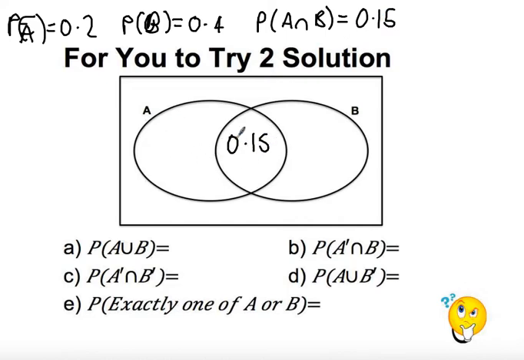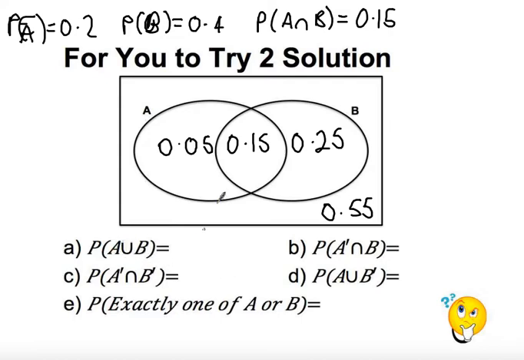We want this region and this region to add up to 0.2, so this would be 0.05. This region and this region add up to 0.4, so that would be 0.25. And then the outside region is whatever's left over from one from these 3 sections. So I get 0.45 for these 3 sections, so outside should be 0.55.